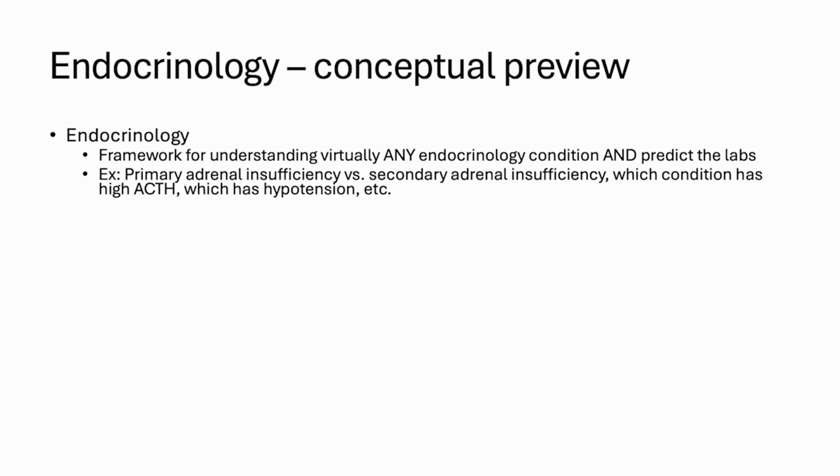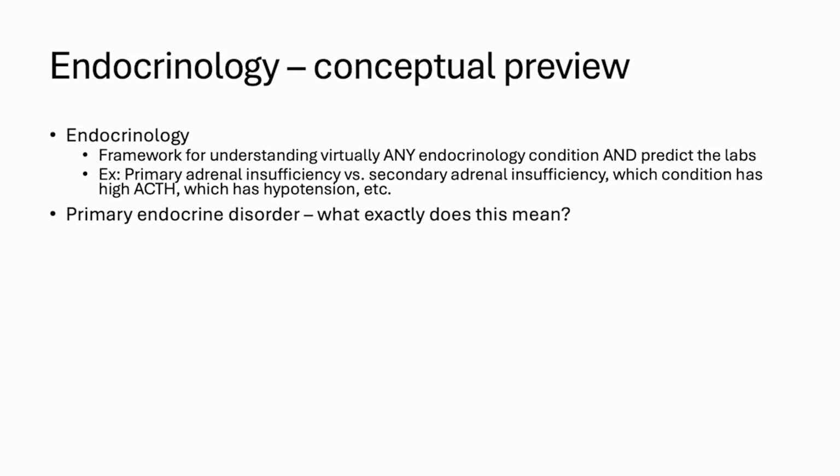Now, I know that this is one of the things that a lot of people struggle with, for example, primary adrenal insufficiency versus secondary adrenal insufficiency, like which condition has high ACTH, which is hypotension, right? Most people are just memorizing these things, but if you understand the principle, now you can use this to explain not just one particular fact, but also use it to understand and learn lots of other endocrinology conditions faster, remember it better, and get more questions correct on the exam.